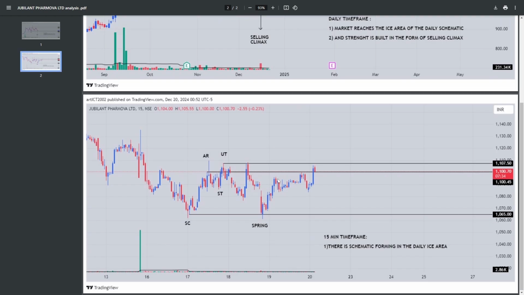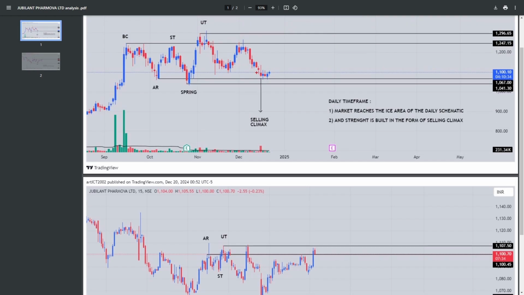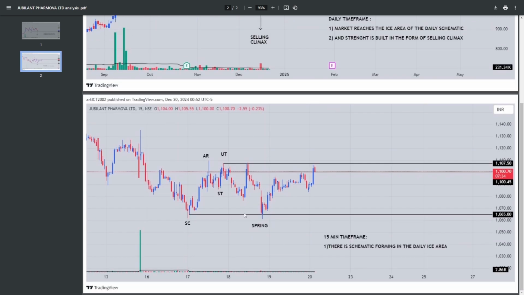If you switch to a lower time frame, the exact same area where daily had a schematic, the 15-minute also had a schematic. After a down move, this accumulation schematic was being formed right here. So this was the scenario on December 20th.